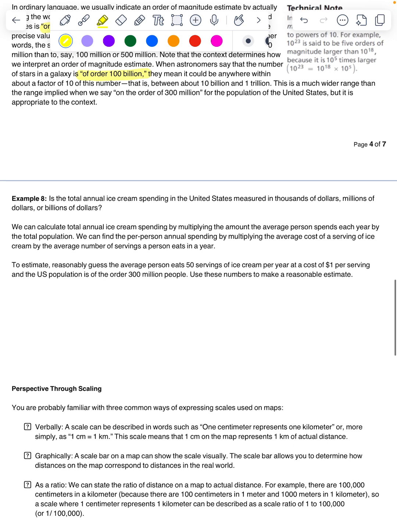Example 8: is the total annual ice cream spending in the United States measured in thousands of dollars, millions of dollars, or billions of dollars? So let's calculate the total annual ice cream spending by multiplying the amount the average person spends per year by the total population. So let's guess that the average person has 50 servings of ice cream per year at a cost of $1 per serving, and we've got about 300 million people. So 50 servings times $1 per serving gives us $50 per person.